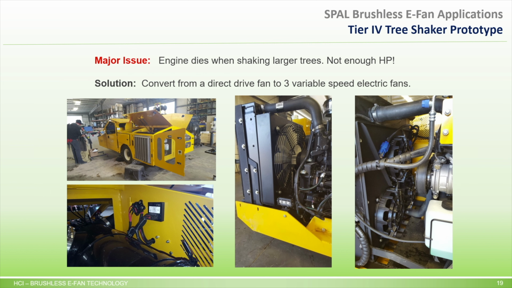So after the machine was built and in the final stages of testing, the customer noticed that the machine worked great until it had to shake very large mature trees. Set to full power, the machine simply would die. They needed just a little bit more horsepower to run the hydraulic system. Hydraulic controls worked with the customer. We actually swapped out the direct drive with 3 SPAL brushless electric fans and an EMC controller in under 3 days, just in time for a scheduled live demo. The machine worked great, even on large mature trees.